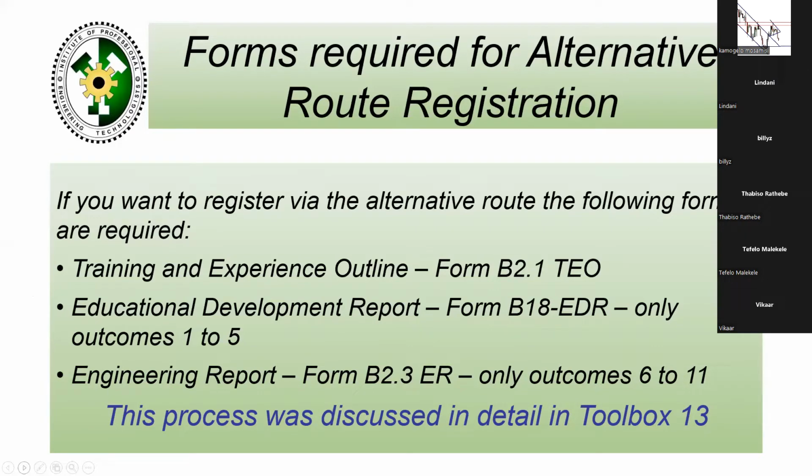If you want to register on the alternate route, in other words, if you don't have the benchmark qualification for technologists, which presently is the BTech and the BET, etc., and you've been around for a long time and you want to register, go and look at the alternate route registration. There are various forms that you need for that. Last toolbox, which was 2-3 weeks ago, we discussed this in detail, and that is on your website.